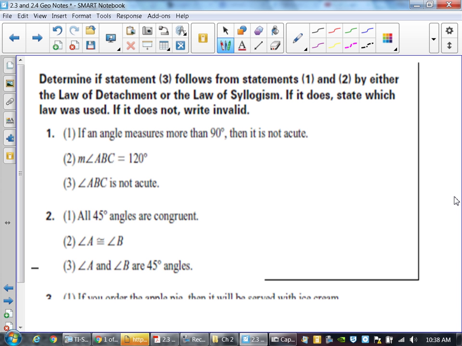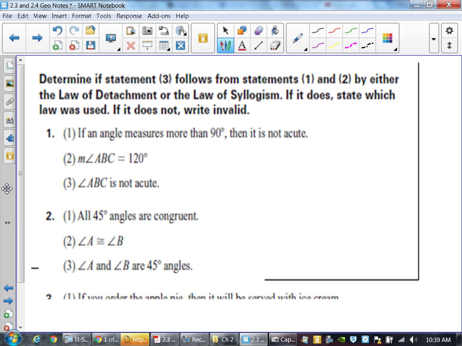It's an example. If an angle measures more than 90 degrees, then it is not acute. Angle ABC is 120 degrees. ABC is not acute. Is that true or false? It's true, so it's a valid argument, but is that a syllogism or a detachment? It's detachment. See how it's choppy? If an angle measures more than 90, then it is not acute. ABC equals 120, which means it's more than 90. Therefore, it's not acute. That's what a detachment statement would look like.